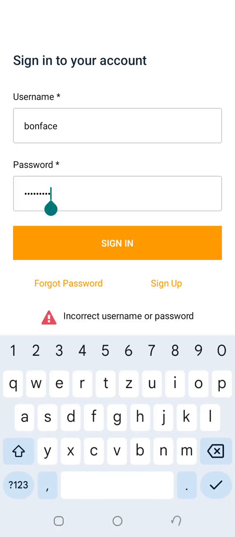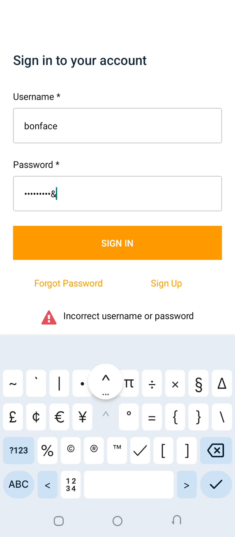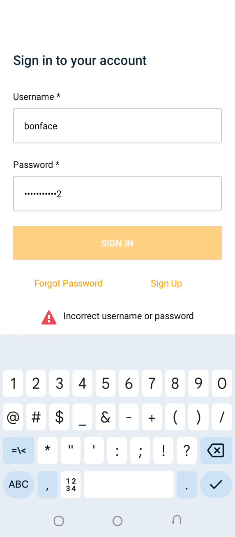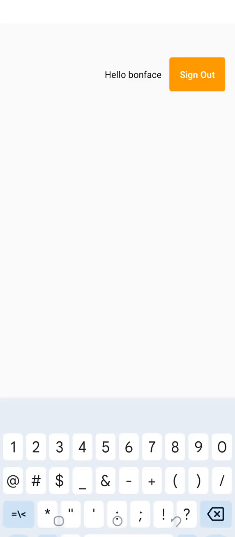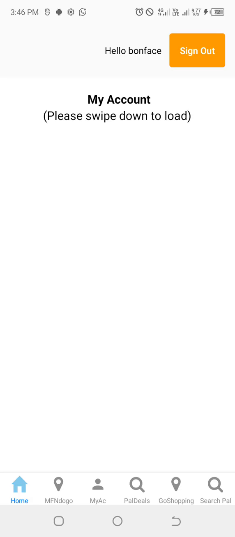That is the wrong password. Let's add something here I've not added. Just a minute. We'll be done with this very soon. Let me see if I have some benefits here as Boniface. Remember, the other one was Hello Bonnie. Now it is Hello Boniface.